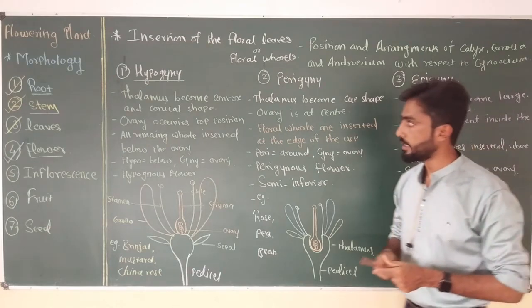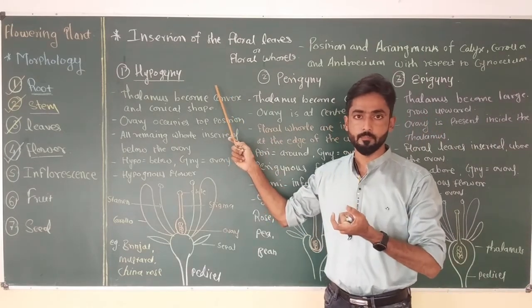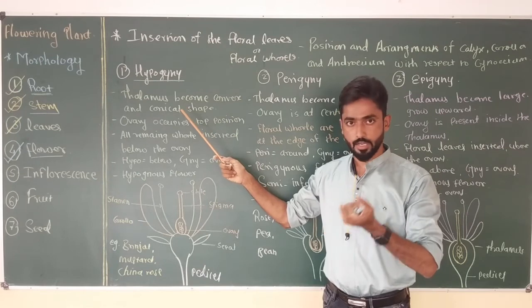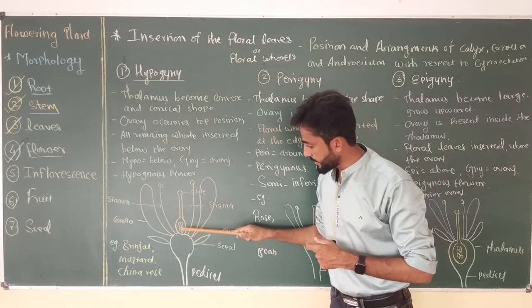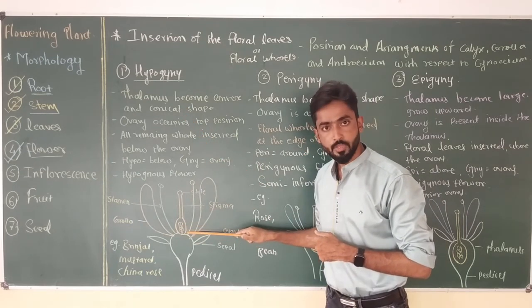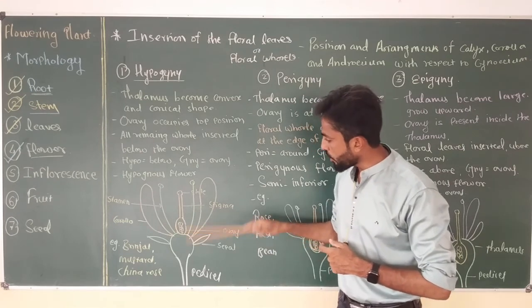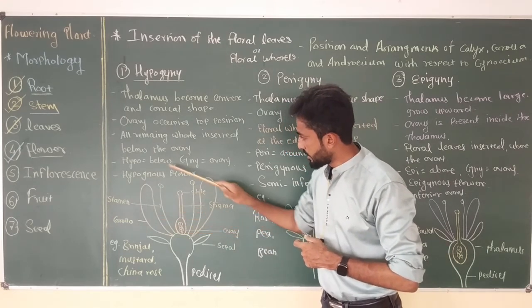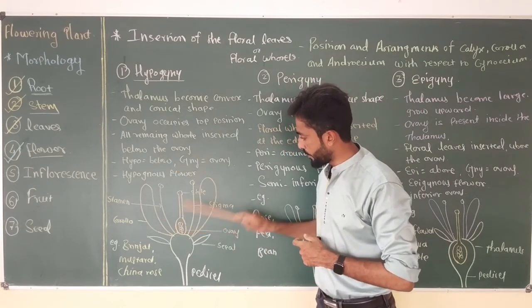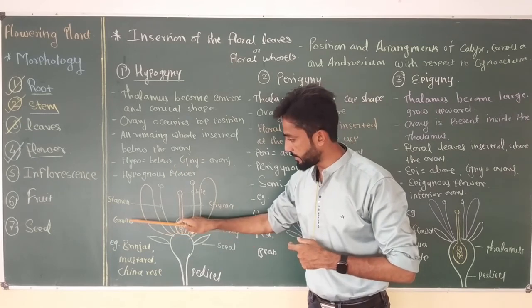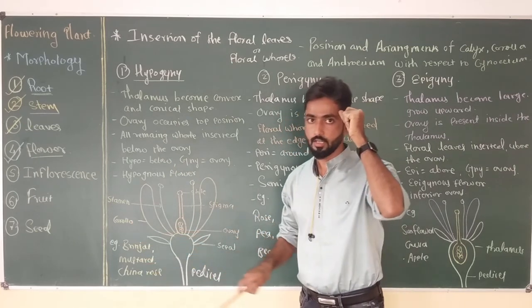In case of hypogyny, thalamus become convex and conical shaped, and due to which ovary is present above the thalamus, it is called as superior ovary. All other floral leaves grow or inserted below the ovary, and well-known example is brinjal, mustard and China rose.